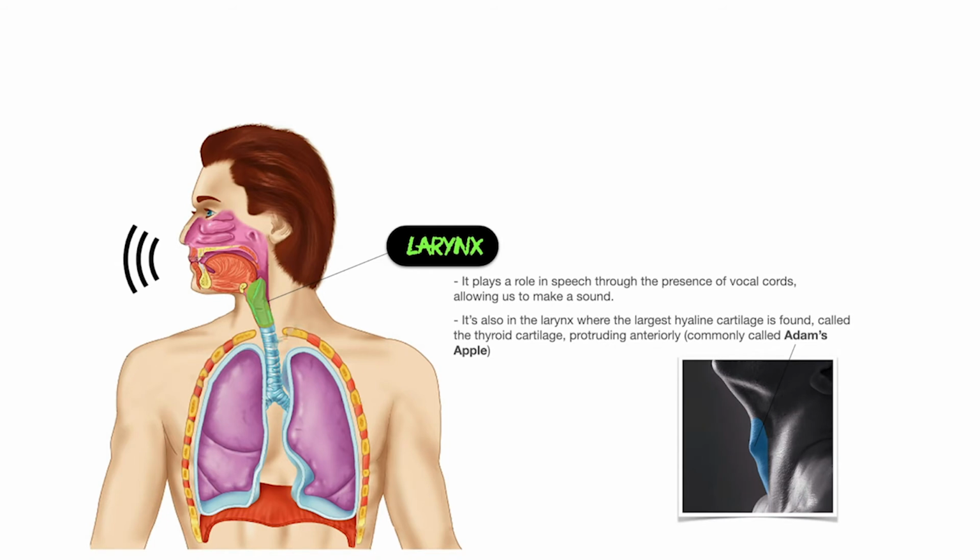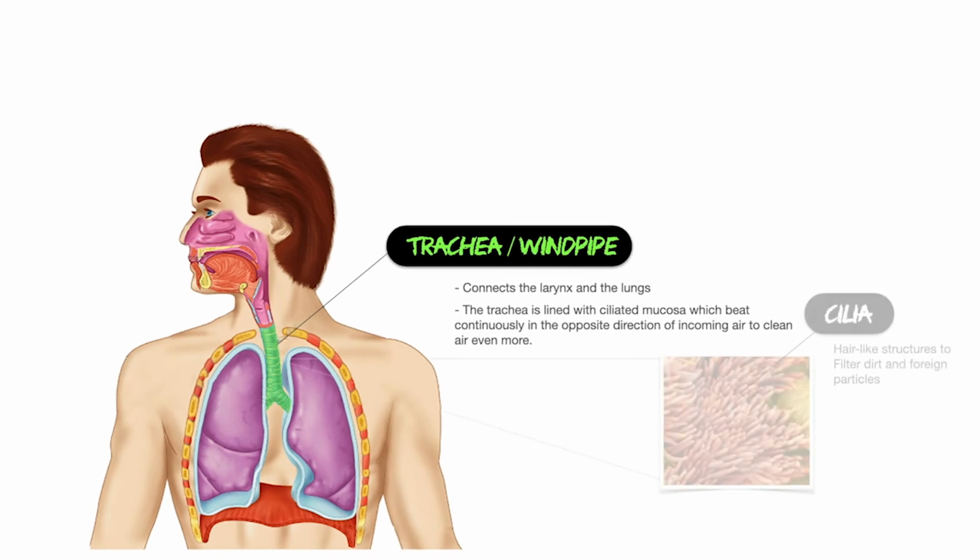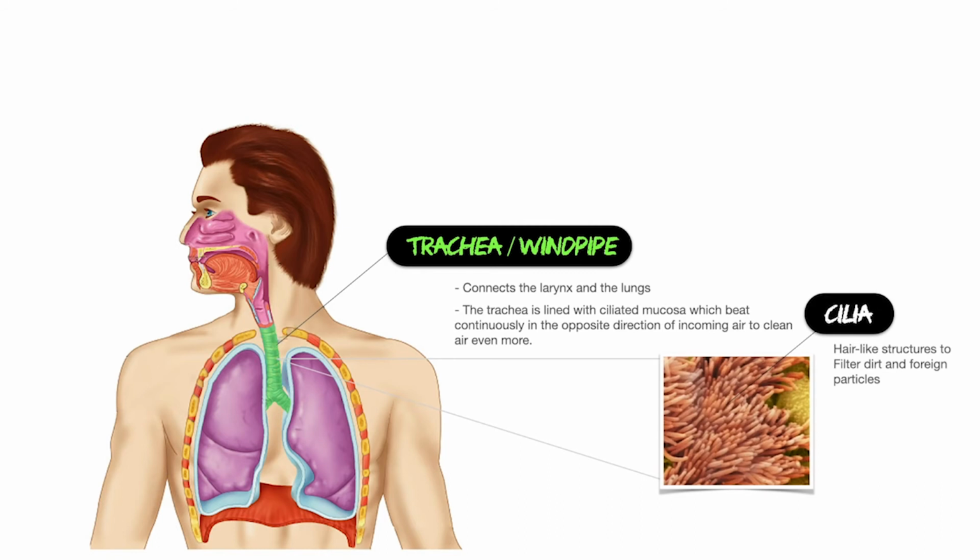The air then proceeds to the trachea or the windpipe. The trachea is lined with ciliated mucosa, which beat continuously in the opposite direction of incoming air. The trachea expels mucus loaded with dust and other debris away from the lungs, thus allowing the air to be cleaned even more.